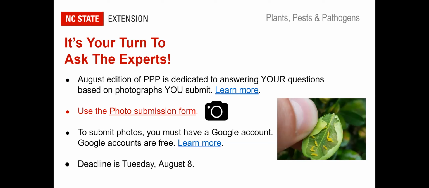Something important to remember about this is that you do need to have a Google account to be able to submit photographs. And Google accounts are free and very easy to set up. So if you have a Gmail email address, you have a Google account. But if you don't, it's easy to set it up. And that's the way that you can upload your photographs. So take a look at that. There's a page all about it on the EMG Intranet to answer your questions.